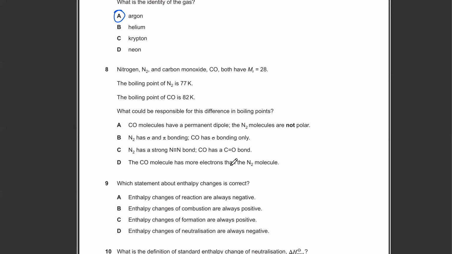Now you've got nitrogen and carbon monoxide, both have Mr equal to 28. The boiling point of N2 is 77 kelvins. The boiling point of CO is 82 kelvins. What could be responsible for this difference in boiling points? They both have an Mr of 28, so why is this having a higher boiling point? Well, what intermolecular forces are going to exist between N2 molecules and CO molecules?